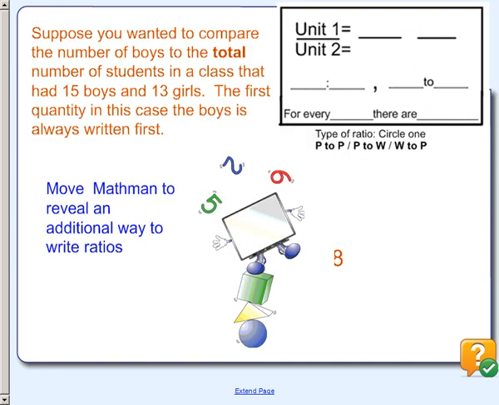Now suppose you wanted to compare the number of boys to the total number of students in the class that had 15 boys and 13 girls. The first quantity in this case, the boys, is written first. So again, it wants me to do a ratio of the number of boys to the total number of students. So let's start by taking our units that are in the question and labeling. First unit, how many boys? Compare that to the total students.